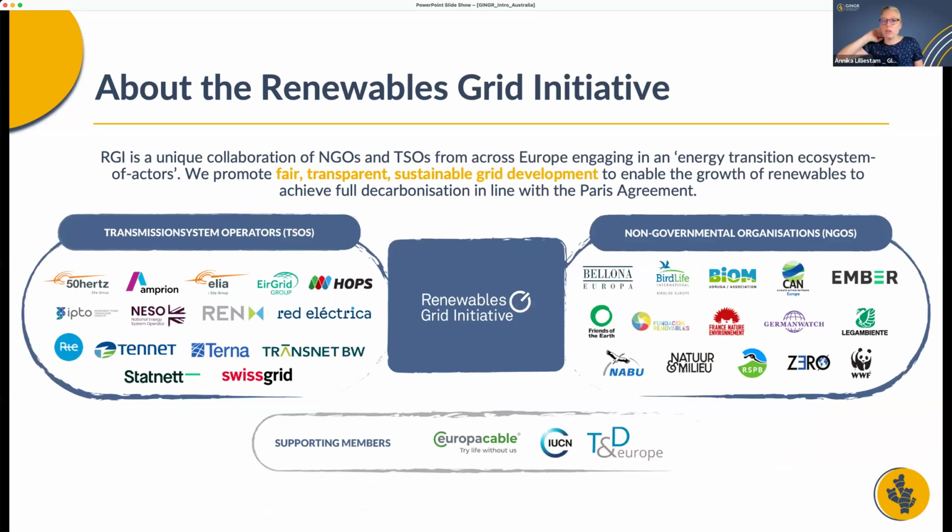So I'm working together with my colleague Aston at the Renewables Grid Initiative. We are based in Berlin. And just a very short introduction, you can see a lot of logos. If you're not from Europe, you might not know them all. So basically, what is RGI doing? We are a unique collaboration of different NGOs and transmission system operators, basically bringing both of them on one table. And together, we are aiming for full decarbonization, fair, transparent use of grid infrastructure, sustainable grid development.